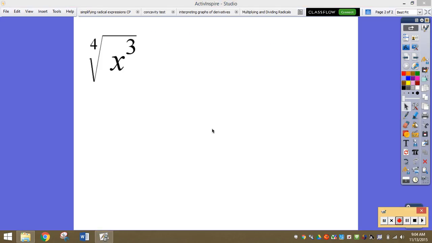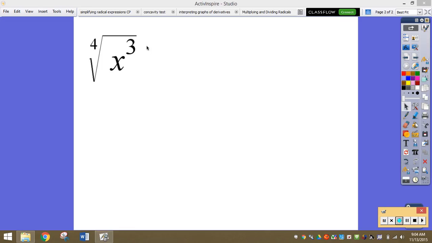Alright, so to start with, let's look at the fourth root of x cubed. The key phrase that you need to remember is denominator root, numerator exponent. The denominator of the exponent is the root of your radical, and the exponent inside your radical is the numerator of your exponent. It's a lot of words. It can be very confusing. When you look at it, it's actually much easier than trying to explain it. So denominator root, numerator exponent.